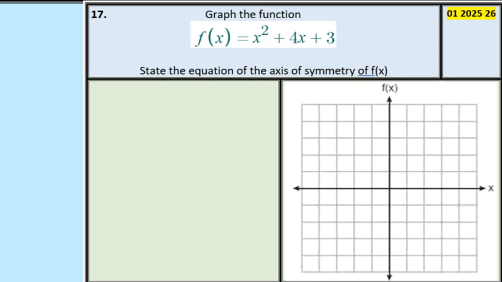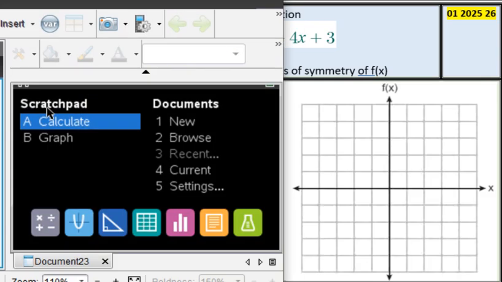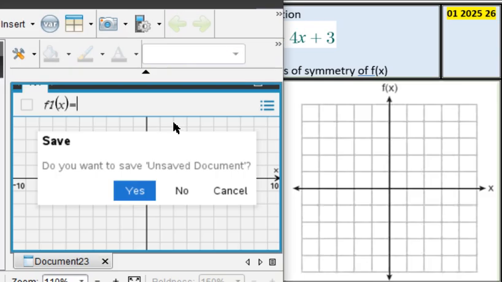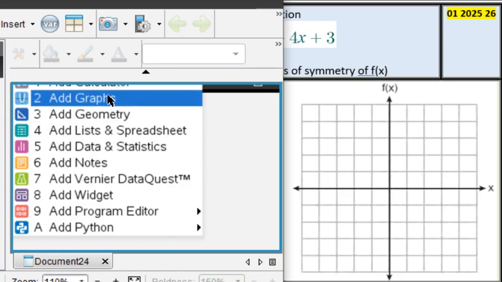Okay, question 17. Graph the function f of x equals x squared plus 4x plus 3. State the equation of the axis of symmetry. So let's go to our TI Nspire graphing calculator. Home screen, new document, say no to save, and add a graph page.